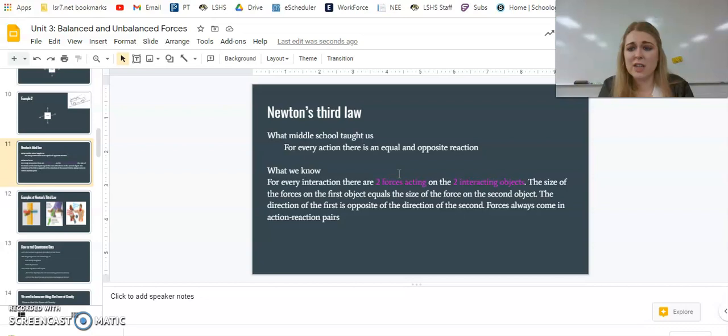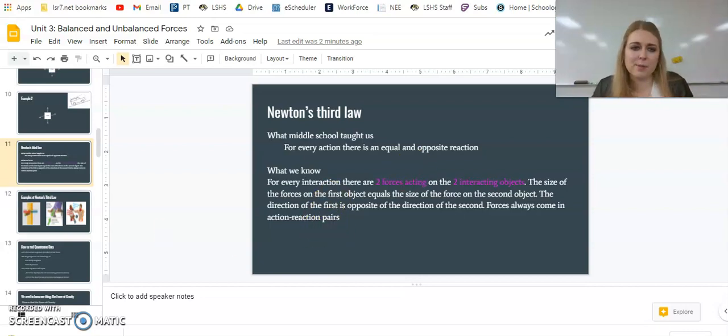So here's kind of what the deal is. If I am holding my phone up like this, my hand is putting a force on the phone, and so that is going up, whereas my phone is putting a force on my hand, and that's going down. So we are taking a look at the force that my hand is putting on the phone that goes up is equal to the force that the phone puts on my hand. So it's a little bit different way of looking at it.